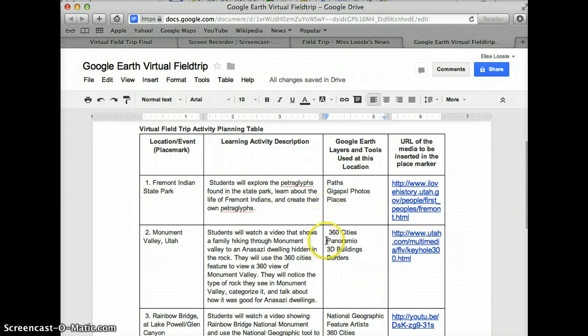For Monument Valley, I used 360 cities, which, along with Panoramio, gave us the 360 view of Monument Valley and all the different rocks. I also used 3D buildings because that gives you a cool feeling of how tall the different rocks are. And also borders, because Monument Valley is between Arizona and Utah. It helped me when I had the borders on to contextualize where I was.